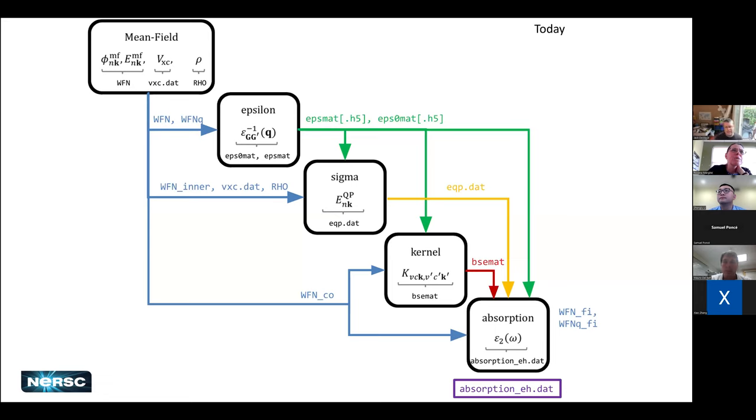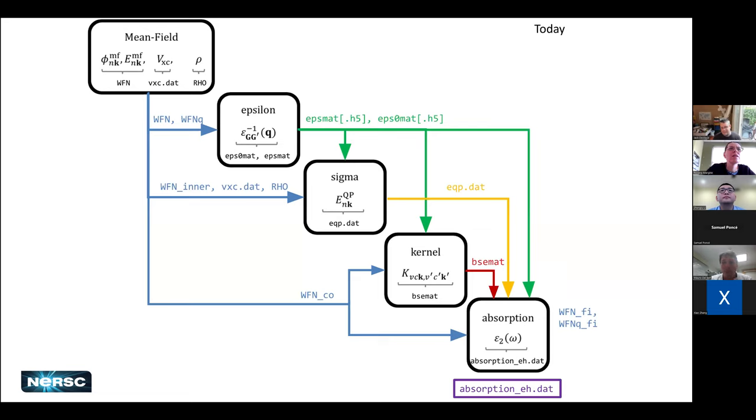If I understand the question, it's: if the Q equals zero value is small enough, why not just use that for all of your Q points, instead of using the K minus K prime value? I guess the answer is you could in principle do that, but the calculation would actually be somewhat more expensive. Maybe Mauro, you have a better answer. In principle that would work, but the calculation would be a little bit more expensive because in that case you wouldn't be using symmetry at all.